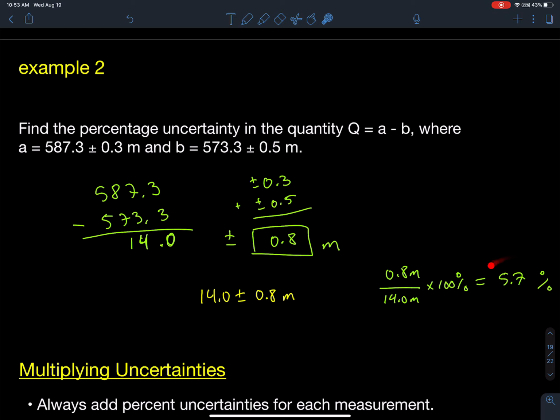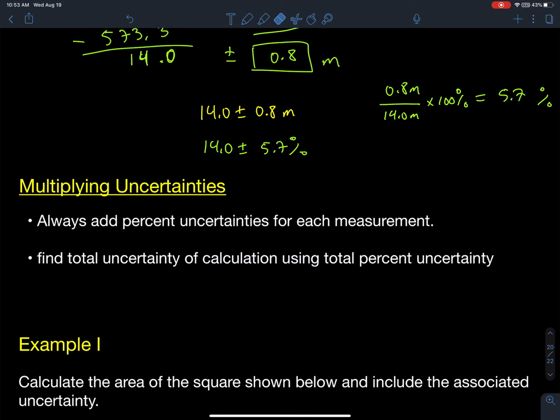14 plus or minus 5.7%. Okay, that's just another way I could write it if I wanted to. 14.0 plus or minus 5.7%. Okay, that would be the range. So my value would be 5.7% lower and 5.7% higher. Okay, that would be the range that I'd be looking at for those measurements.